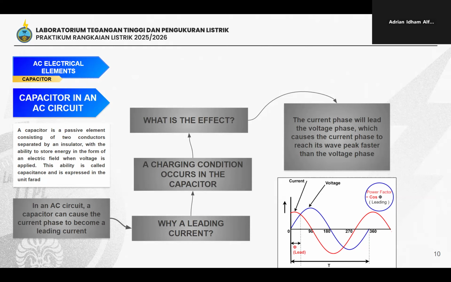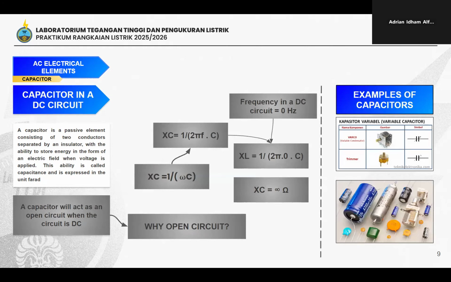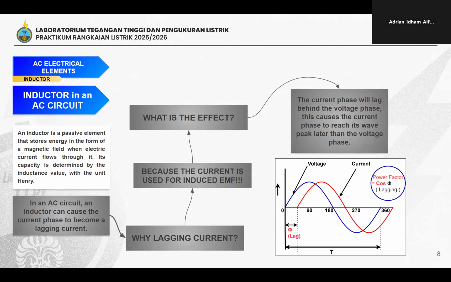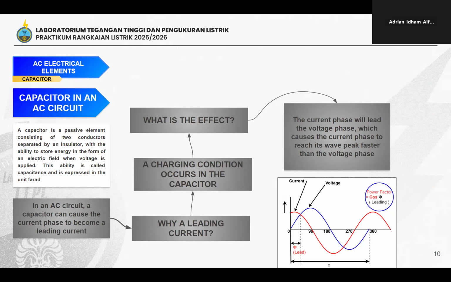What is the effect of leading current? The current phase will lead the voltage phase, which causes the current phase to reach its wave peak faster than the voltage phase. And we can see from this, an inductor in an AC circuit will cause lagging current, but a capacitor in an AC circuit will cause leading current. This is the difference between a capacitor and an inductor in an AC circuit.